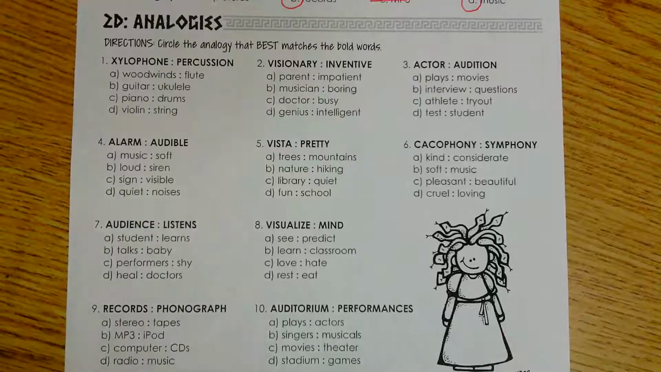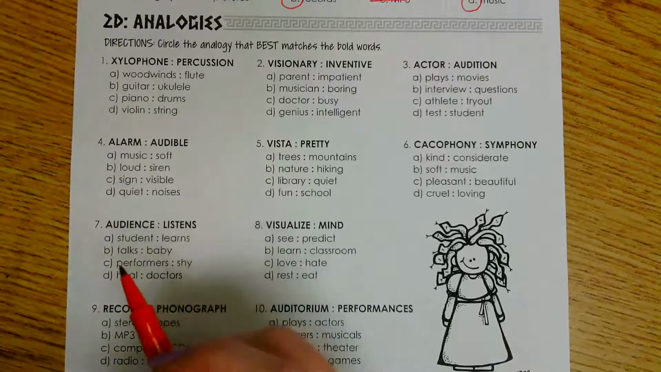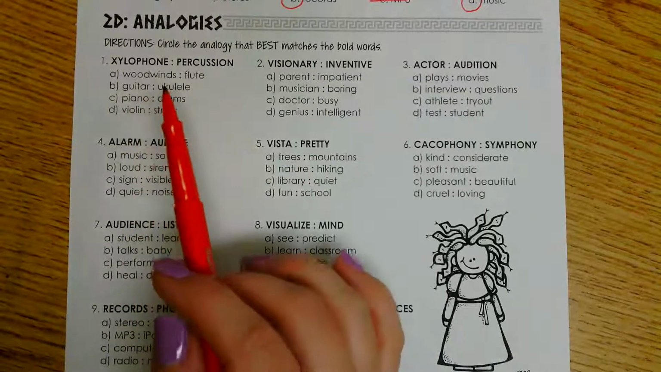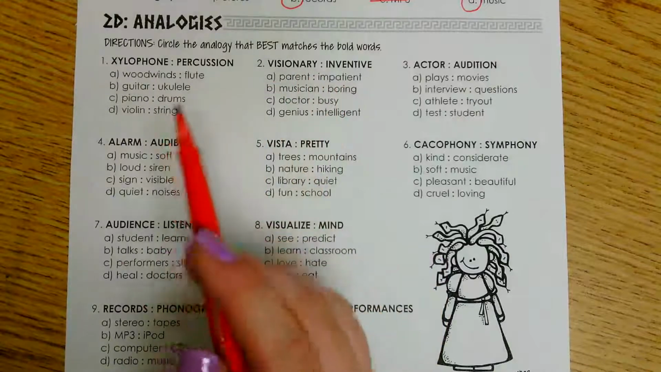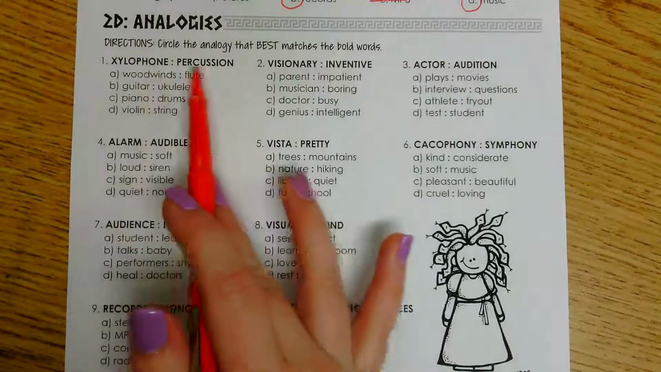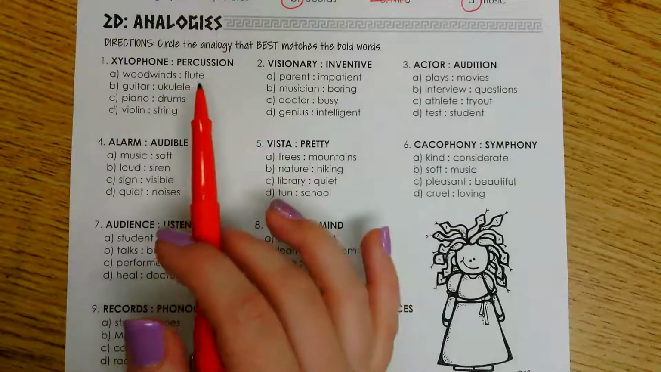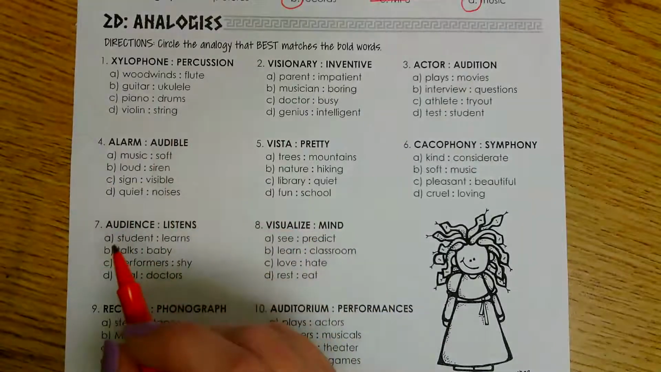Hey guys, I'm going to be doing activity D with you on your word study practice. For this practice, we have our analogies. Our directions say circle the analogy that best matches the bold words. Remember, with an analogy, we're trying to find the connection between the first two words and follow that same connection with our second set of words.